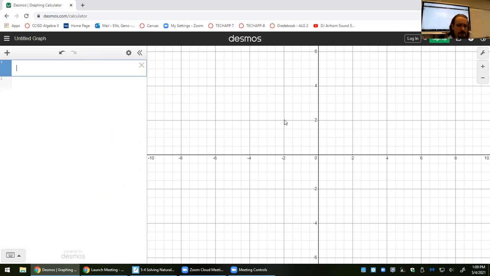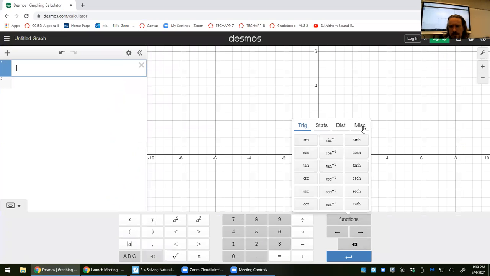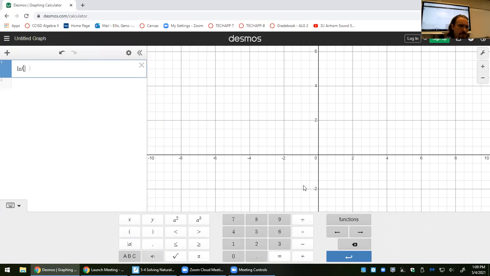It's actually really easy. You can either, this is the long way, click the little on-screen keyboard, go to functions, miscellaneous, and you'll see the ln button here. You just press it, all right? And then you can put in whatever you need. Let's actually do that. ln of 2 divided by negative 2. And here's our answer.